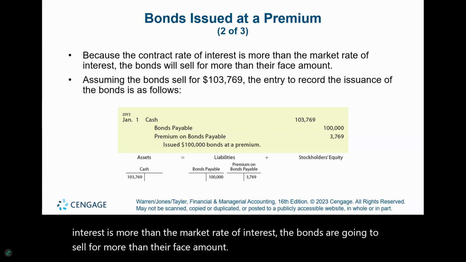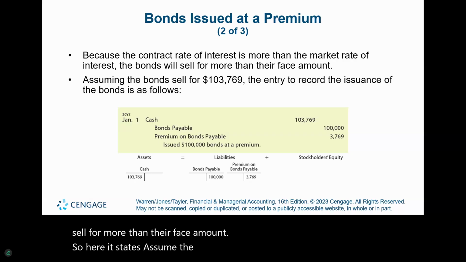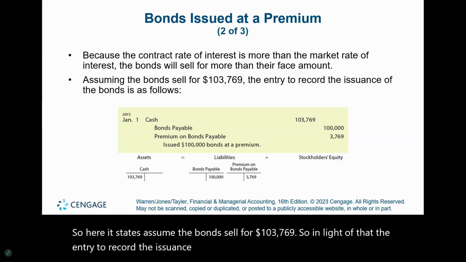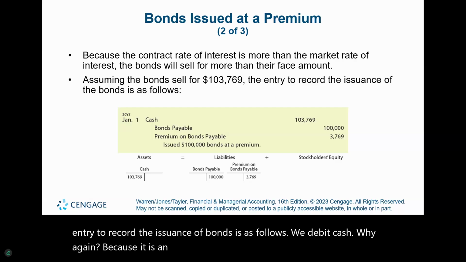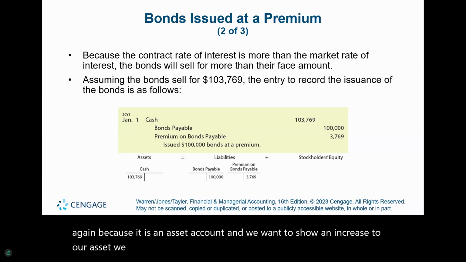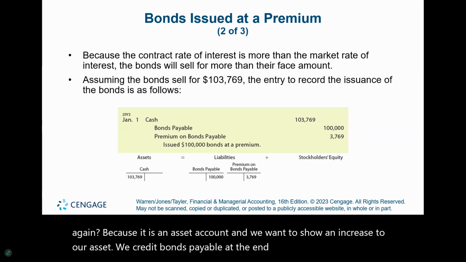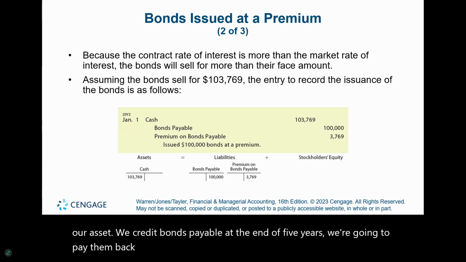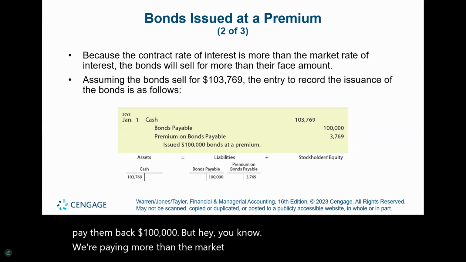So here it states, assume the bonds sell for $103,769. So in light of that, the entry to record the issuance of bonds is as follows. We debit cash. Why? Again, because it is an asset account and we want to show an increase to our asset. We credit bonds payable. At the end of 5 years, we're going to pay them back $100,000. But hey, we're paying more than the market, so they gave us some premium.